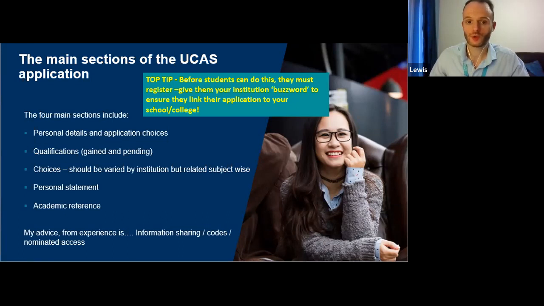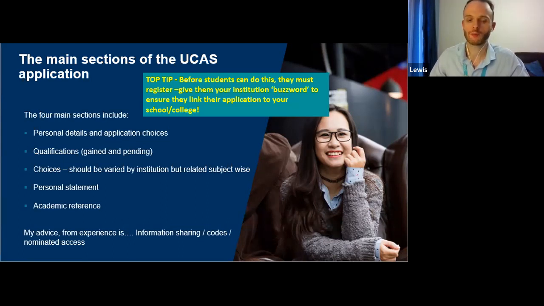At this point, what I would advise is that students write down their username and password, and also ensure that they use your institution's buzzword. I have experience of students where they haven't done this and it will cause issues later on, because it'll mean you're not able to view, manage or add in any predicted grades and references and things that you may do for them. If that does happen, all they need to do is contact UCAS in order to get their application linked to your institution, then you can access it. Otherwise, they're deemed an independent applicant.